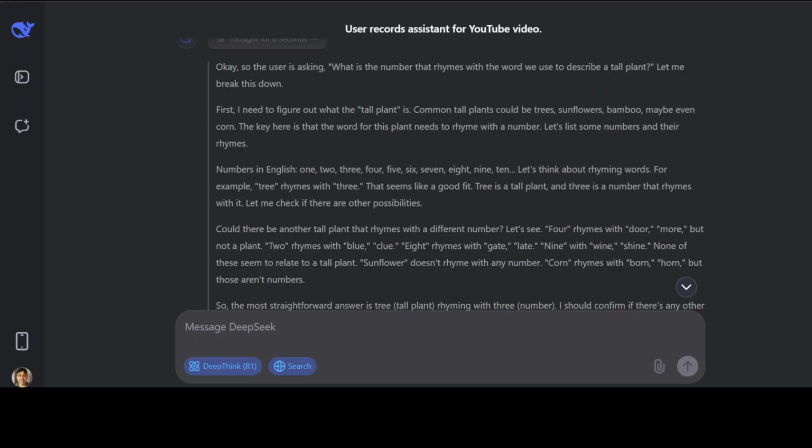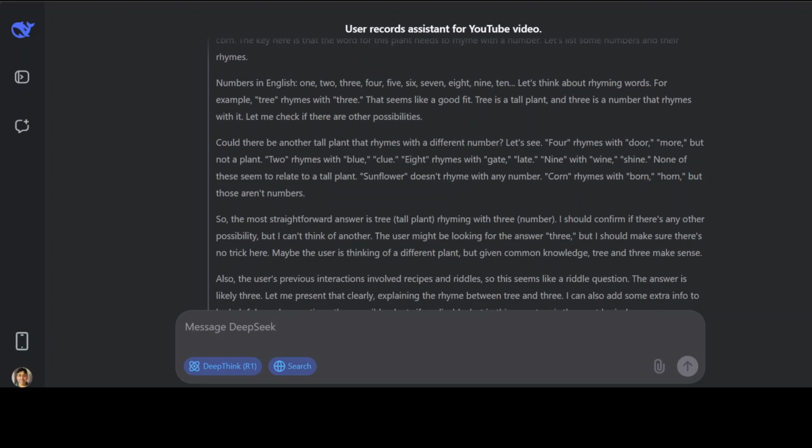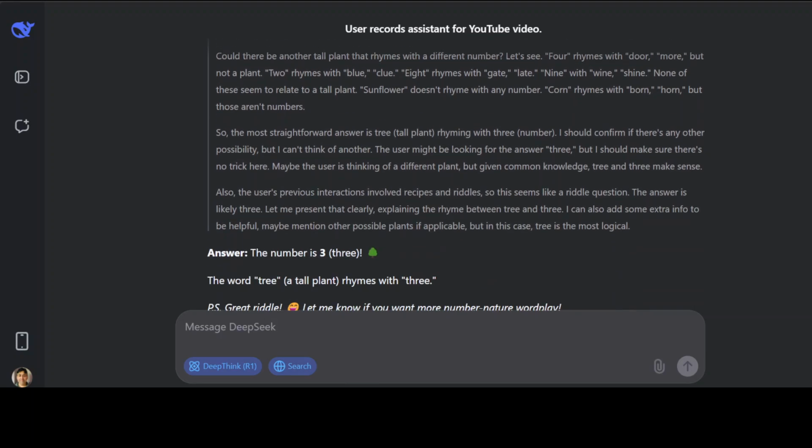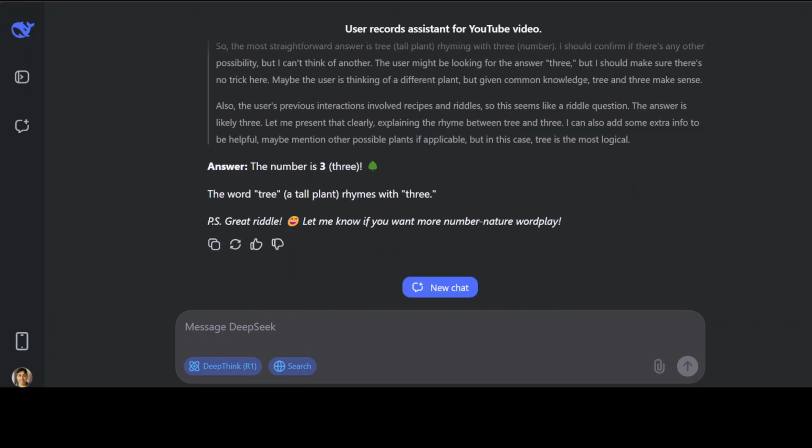I need to figure out what the tall plant is. Numbers in English. Could there be another tall plant? So you see, again, it is self-reflecting, chain of thought, and the answer is number 3 with tree. Very nice. And then the model is also acknowledging, great riddle.